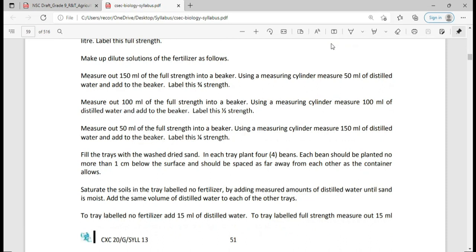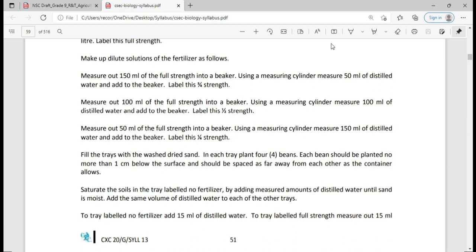Measure out 50 ml of full strength into a beaker. Using a measuring cylinder, measure 150 ml of distilled water and add to the beaker. Label this quarter strength.